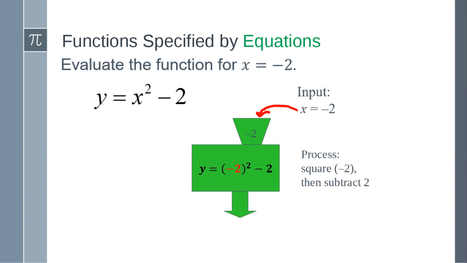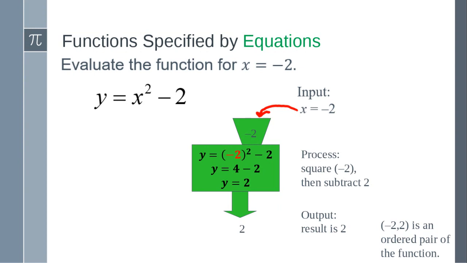So to process this, we take the square of -2, which is going to be a +4, and then 4 minus 2, we're going to get 2, right? So 4 minus 2 is going to give us our y equals 2. So our output result is this value 2. So we have this ordered pair for this function where our input, which is an x value, is -2, gave us an output of +2. Okay, and again, this is an ordered pair of the function.